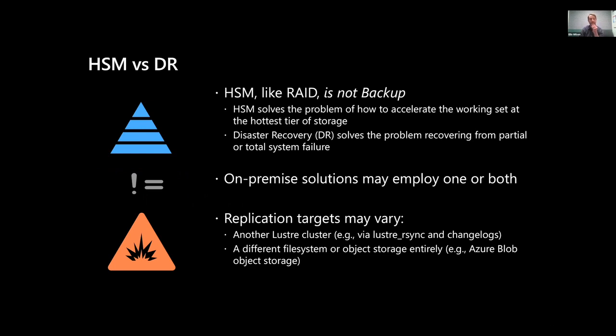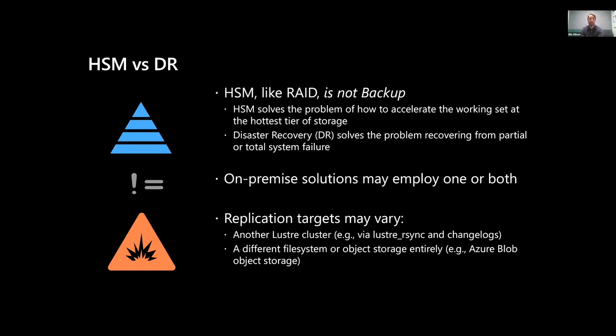So, typical on-prem HSM and DR usage. I wanted to highlight that, like RAID, HSM isn't backup. It's really just solving a problem of how do you accelerate your current workload and your working set size with the hottest tier of storage, presumably Lustre here. Disaster recovery is really solving the problem of, if I lose part of my system or my entire system, how do I recover from that situation? On-prem will use one or both, typically one of those two, in order to facilitate not only the safety of their system, but reduce costs and increase performance for the working set.